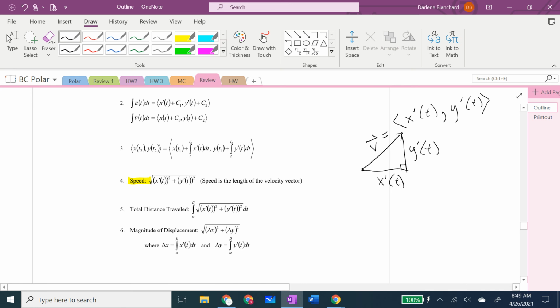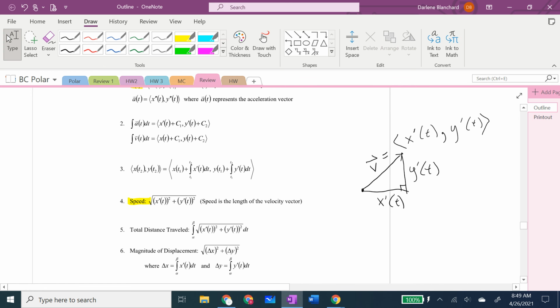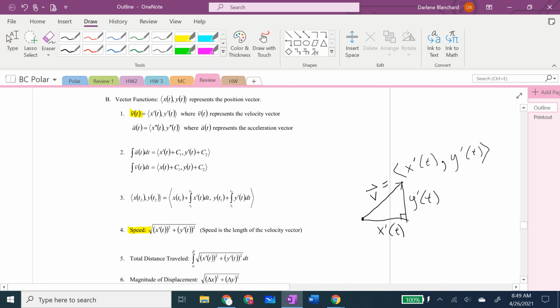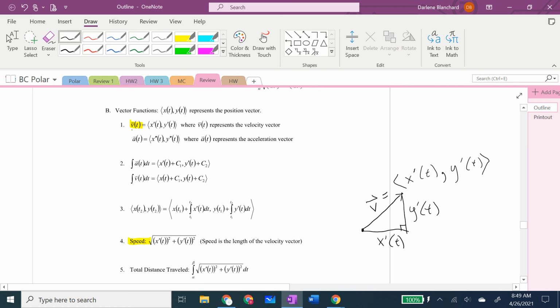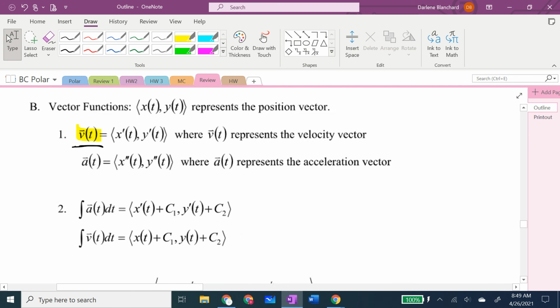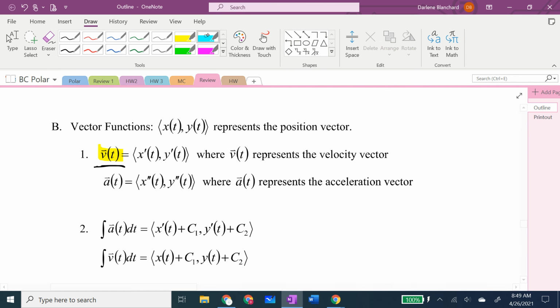Then if you are asked for the velocity vector, then you are keeping the x prime and the y prime as two separate functions, and writing it in the pointy brackets.